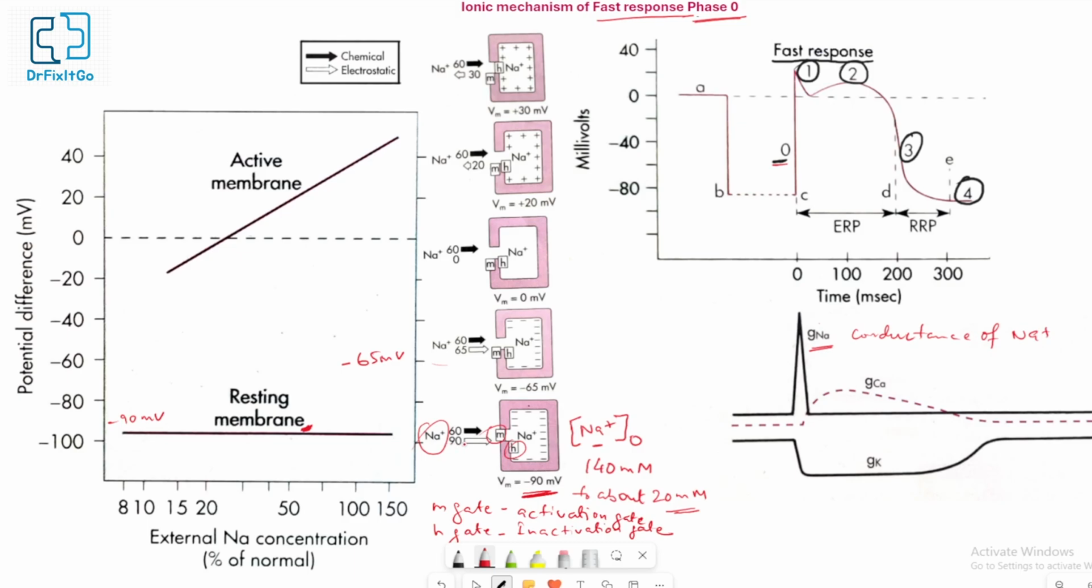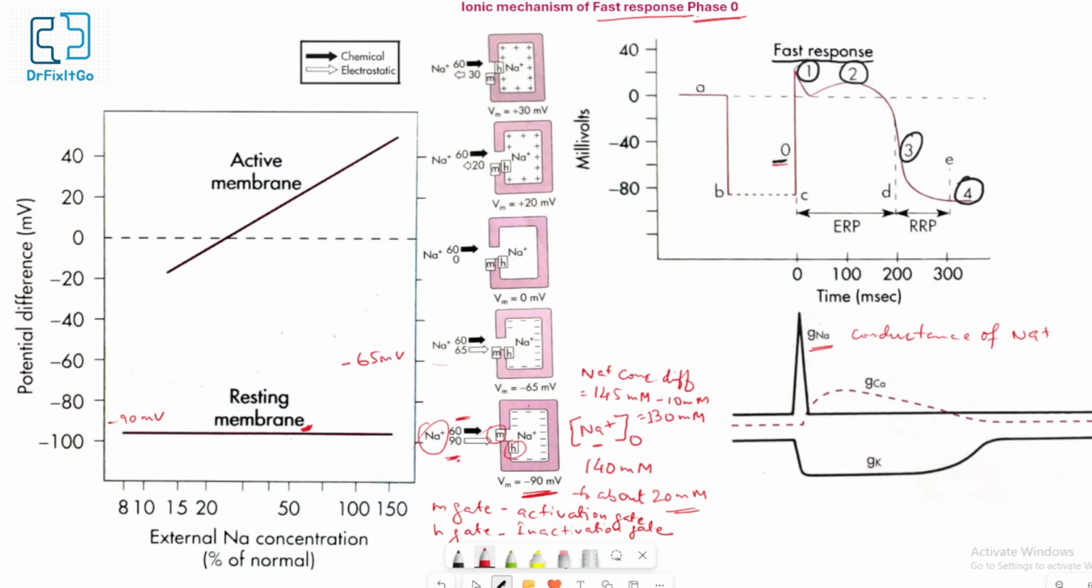The electrostatic force is a potential difference of 90 millivolts and is represented by a white arrow. The chemical force, based on the difference in sodium ion concentration between the outside and the inside of the cell, is represented by a black arrow. The sodium ion concentration difference is about 130 millimolar, because as we know, the extracellular concentration of sodium is 145 millimolar and the intracellular concentration is 10 millimolar. So the difference is 130 millimolar.